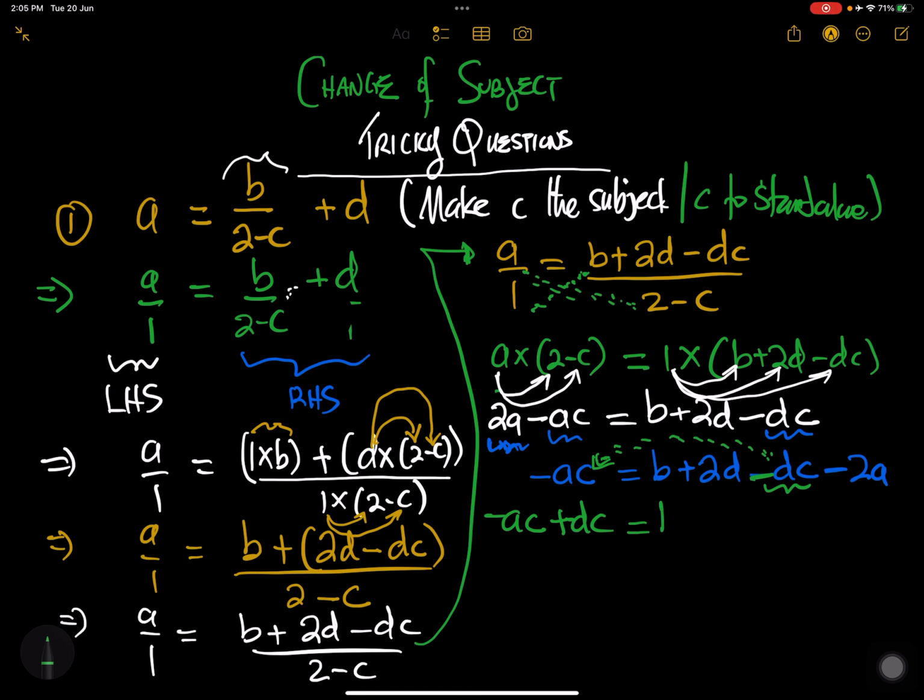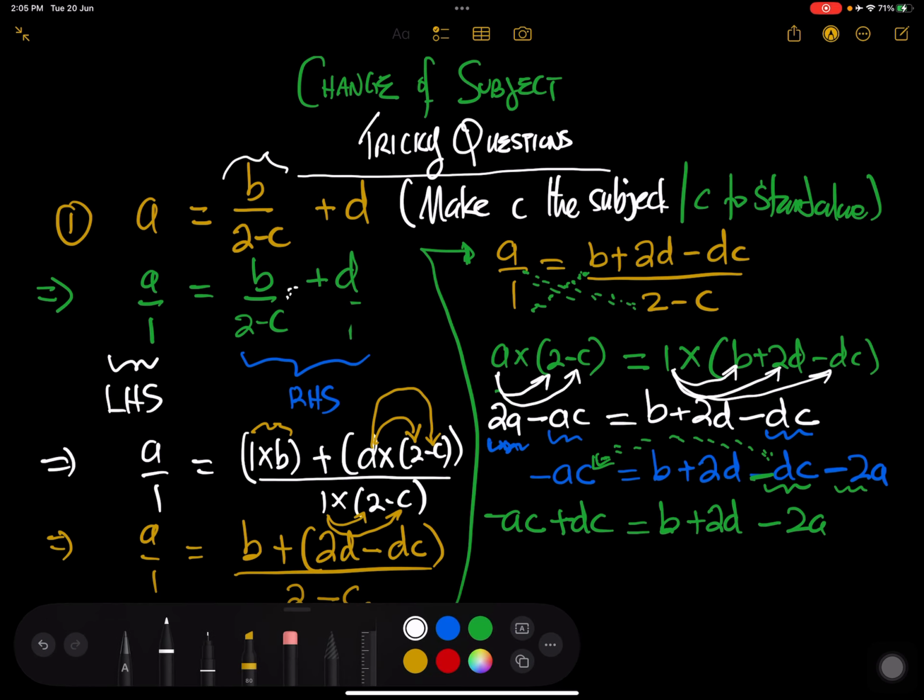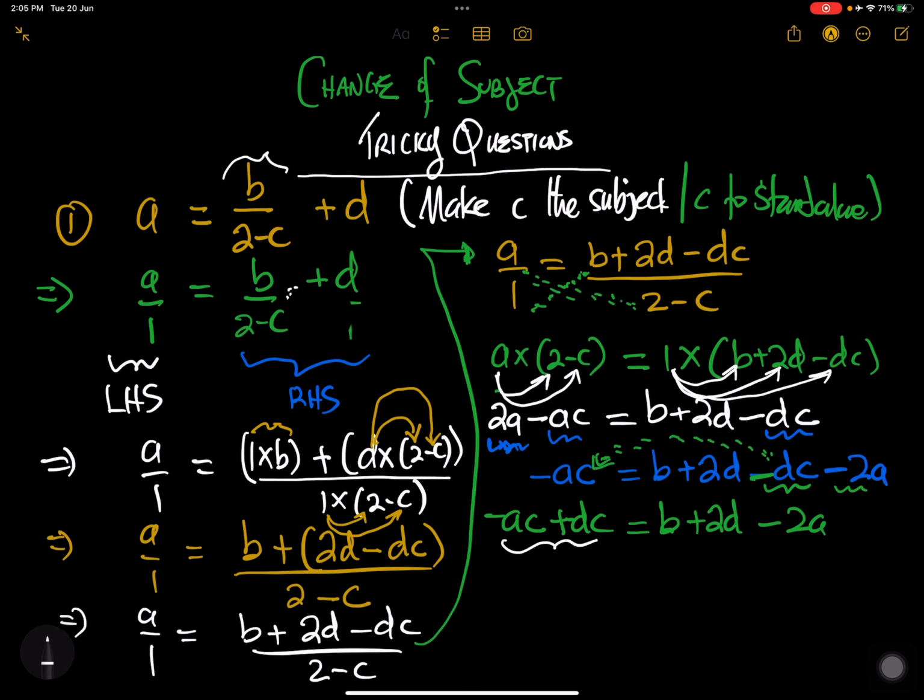So now we have the B standing here. Our plus 2D is also here. And then we have minus 2A right here. Now, if we look at the left-hand side, what the common thing among minus AC and plus DC is C. So we factor C out, and then we are going to have inside minus A plus D. And it's going to give us B plus 2D minus 2A.